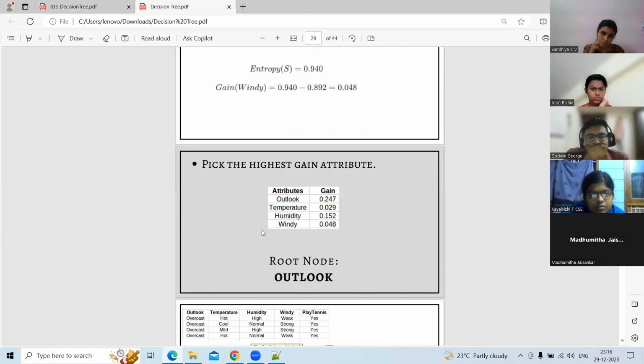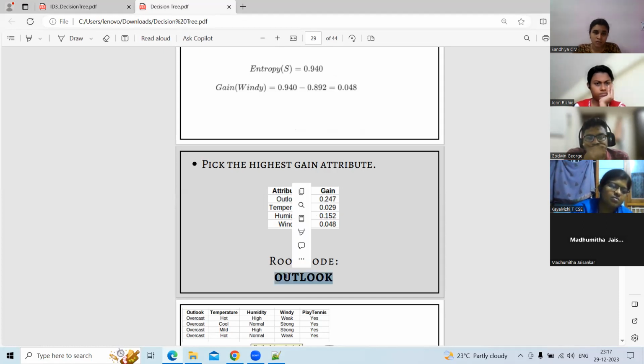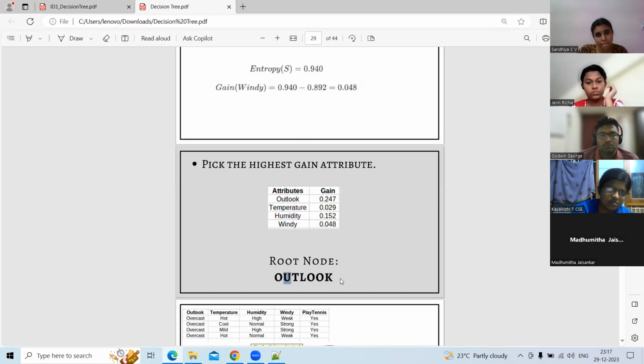If you see this, these are the information gains here. 0.247 when we considered outlook. When we consider temperature, it is 0.029. The other one is humidity, 0.152. The other one is windy. So the outlook attribute has given the maximum gain. So we will consider outlook as the root node. Okay. Are we good till here?